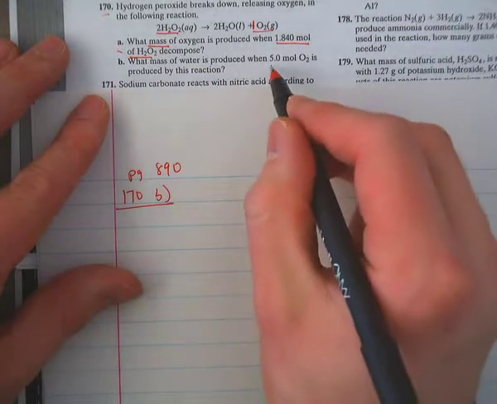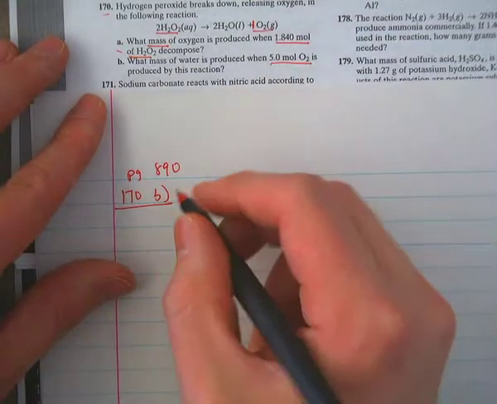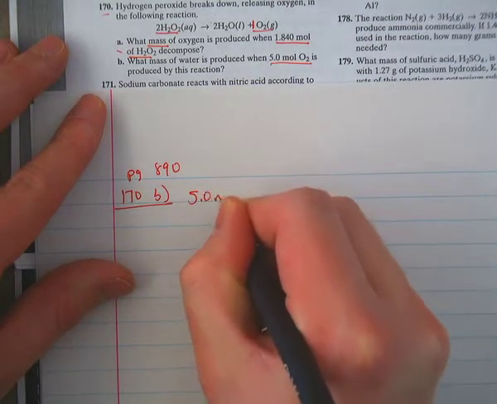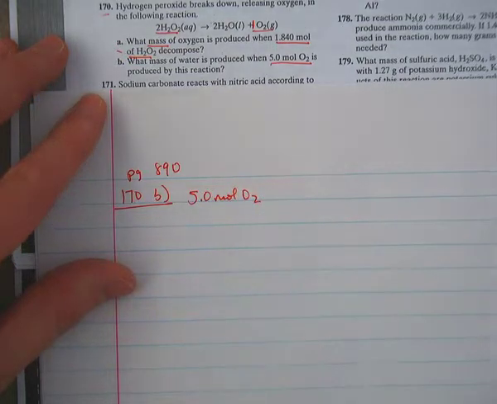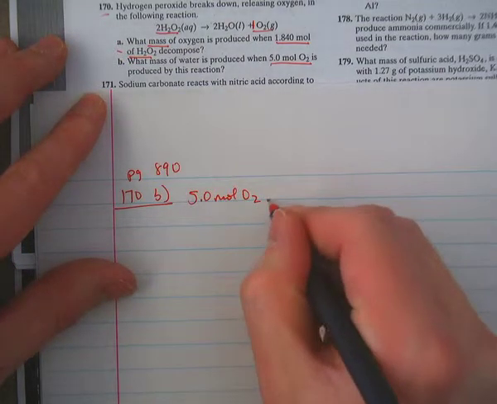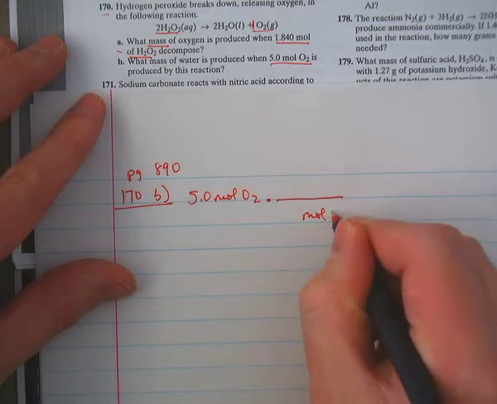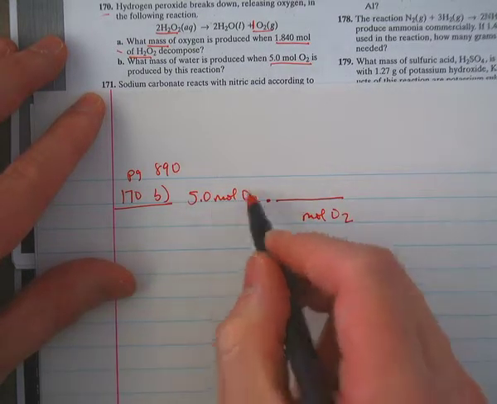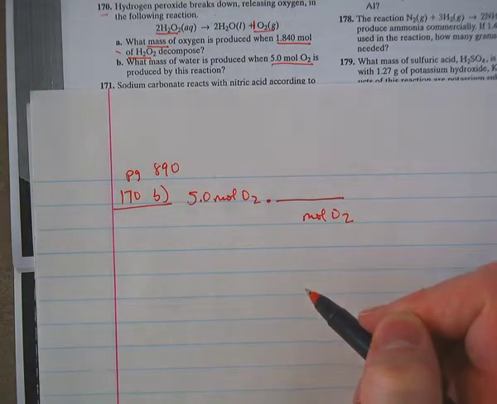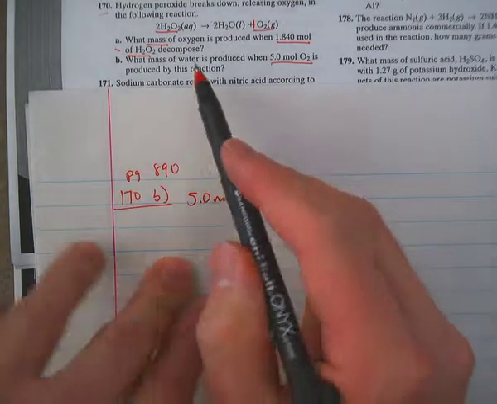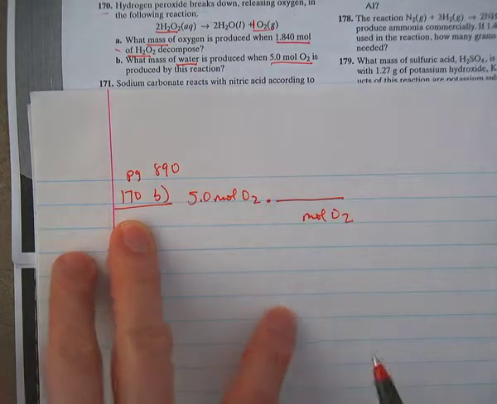First step, I'm going to write out my given just like before. They tell me I have 5.0 moles of O2. Okay? Now I'm going to set up a unit conversion, and I need to cancel out moles of O2. So just like before, that's going to go on bottom. Moles of O2 divided by moles of O2, those will cancel. I want to know how much water is produced by this reaction.